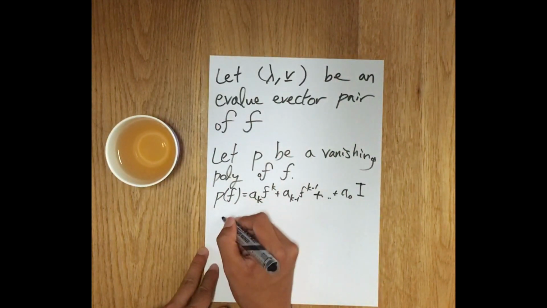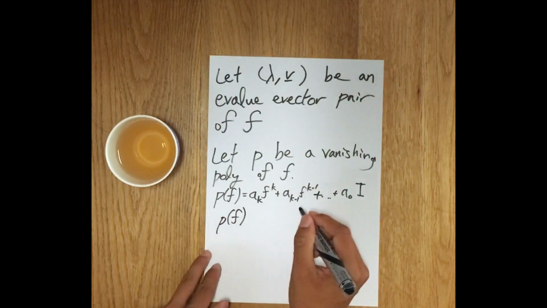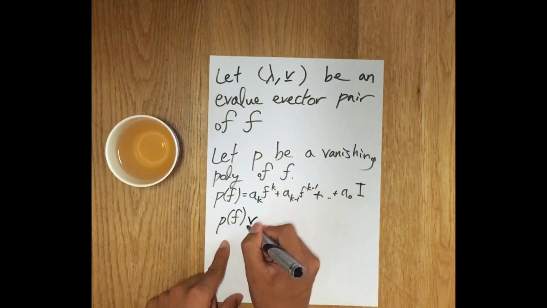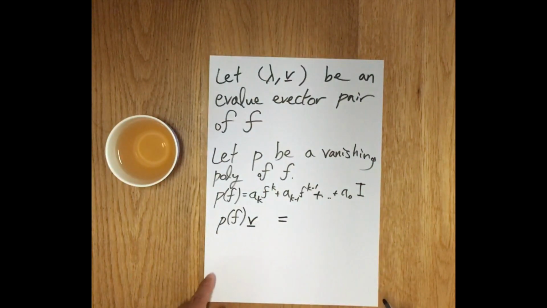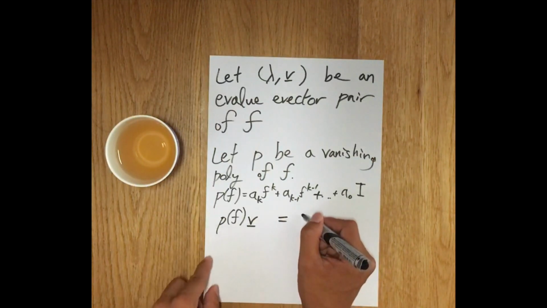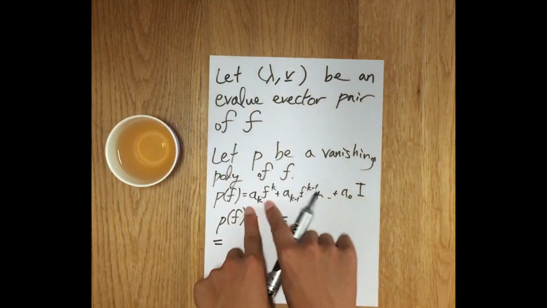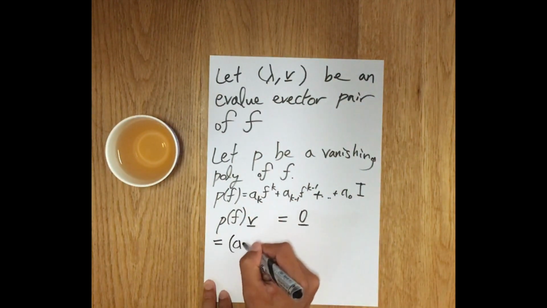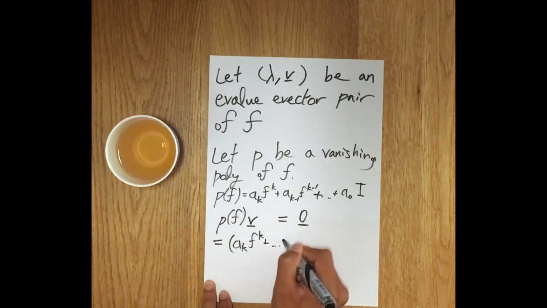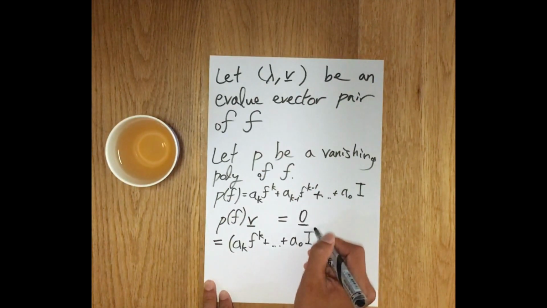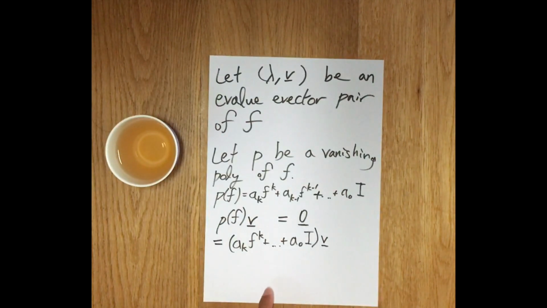Okay, let's try it. So if we apply the result of the vanishing polynomial to the eigenvector, first we know that it's going to become 0 because we have a vanishing polynomial, so everything should go to 0. But we could also expand it in a second way, which is if we take the entire polynomial, put it through, we notice that whenever we apply f to v, we scale v by lambda. So if we apply f to v k times, in other words, f to the k v, we get lambda to the k v, because we're scaling v by lambda k times.